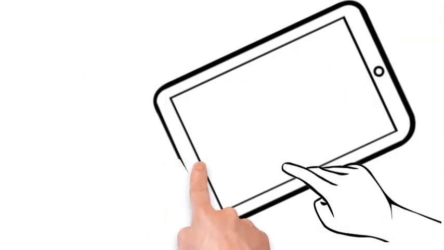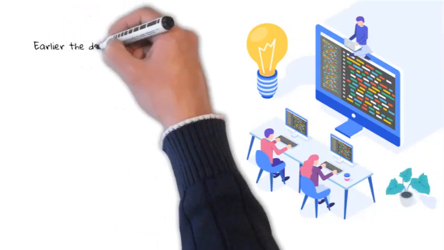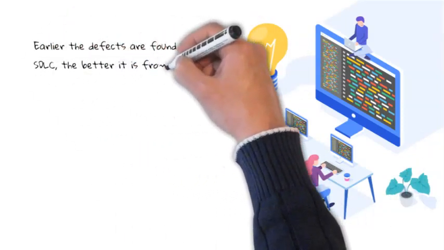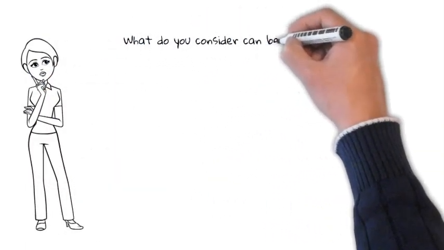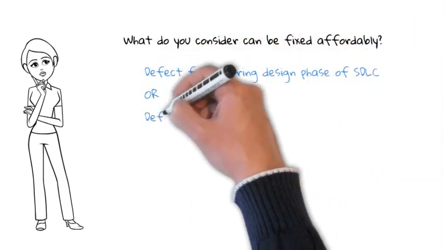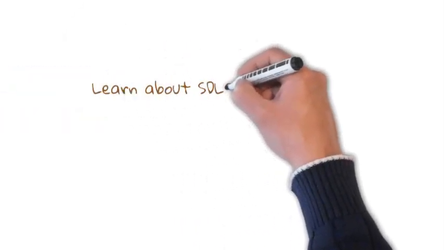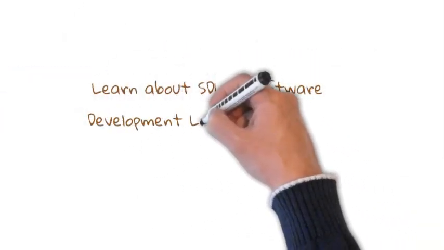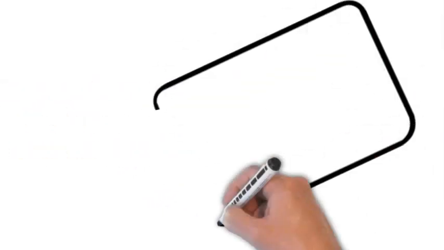The next is the principle of early testing. It simply states that the earlier the defects are found in the software development lifecycle, the better it is from the cost and effort standpoint. What do you think can be fixed affordably? The defect found during the design phase of SDLC or the defect found during the deployment phase of SDLC? Put your answers in the comment box. Learn about software development lifecycle in the subsequent modules.